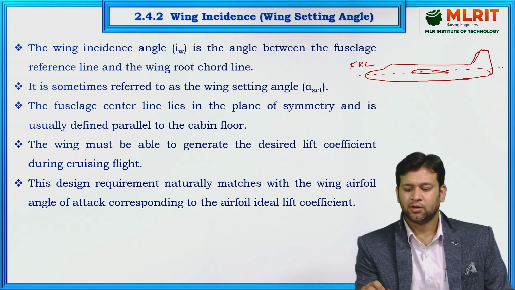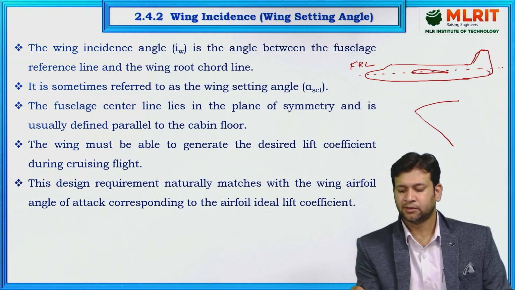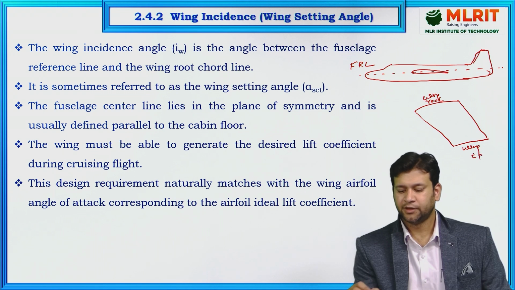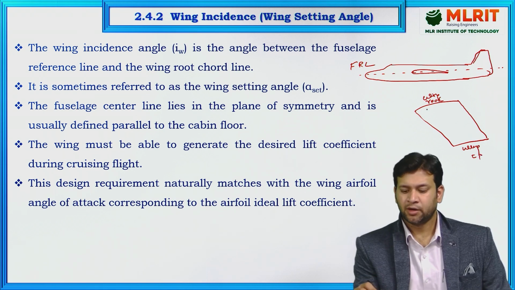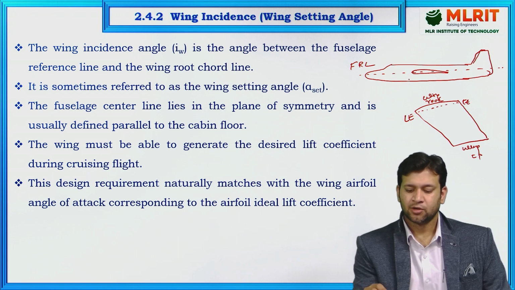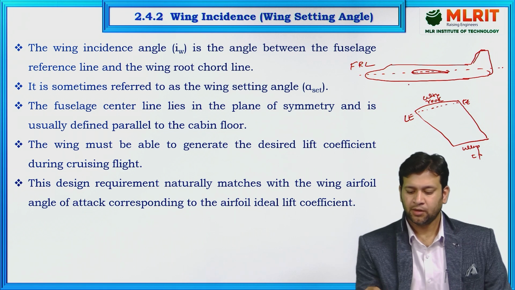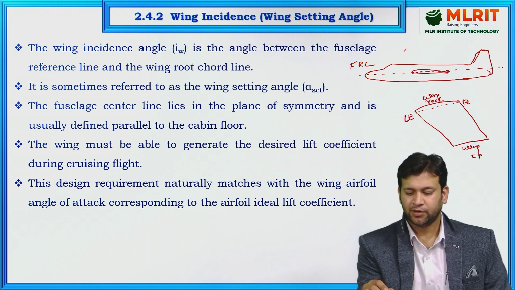So this is the root of the wing. In three-dimensional view, it will look like this. So this is the wing root, and this is the wingtip. The chord line is the straight line which joins the leading edge to the trailing edge. So the angle between this line and this FRL is your incidence angle. Let's take another aircraft example here.